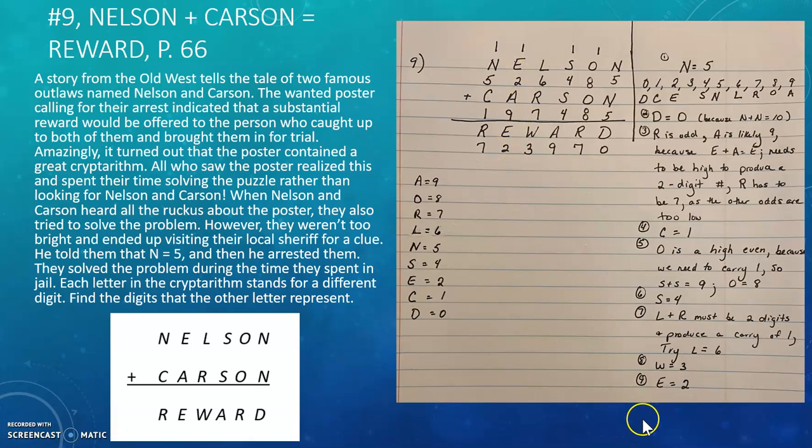And that's how I deduced what each and every one of these letters would have to represent in terms of their numbers. So we get that A is 9, O is 8, R is 7, L is 6, N is 5, S is 4, E is 2, C is 1, and D is 0.